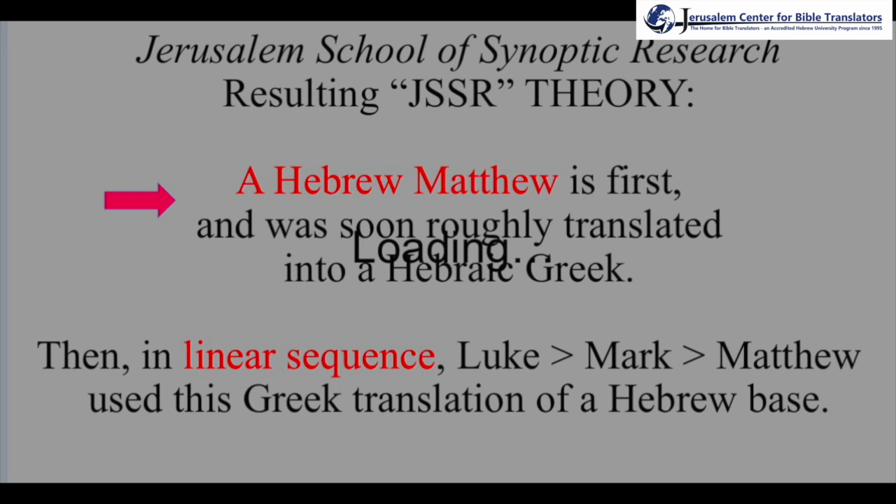So a group of us who are students of Lindsay and Flusser called ourselves the Jerusalem School of Synoptic Research, JSSR. And here's the theory. A Hebrew Matthew is first and was roughly translated into Hebraic Greek. And then in a linear sequence, Luke was used by Mark, and Mark was used by Matthew, using this Greek translation of a Hebrew base. And here's the schematic of a Hebrew biography of Jesus, a rough Greek translation with Hebraisms in it, used in turn by Luke, Mark, and Matthew.